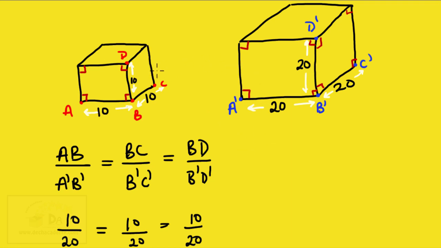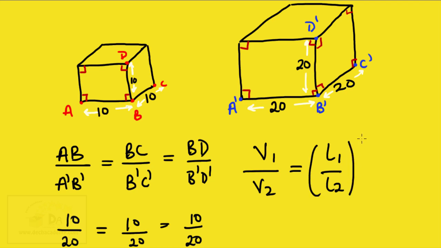So just make sure you always remember that any two cubes are similar, which means that the volume of one cube divided by the volume of another cube is going to be equal to the length of the first cube divided by the length of the second cube, all raised to the power of 3.